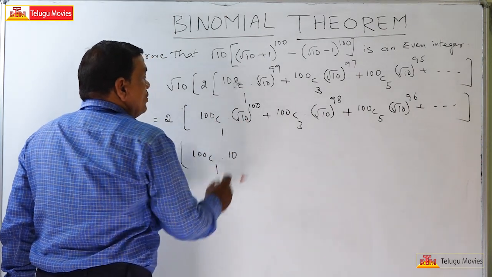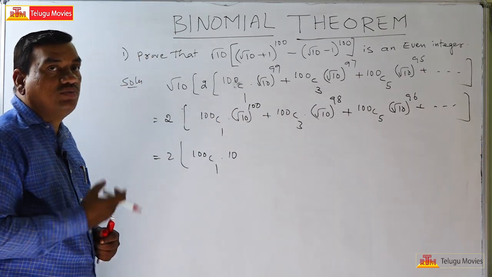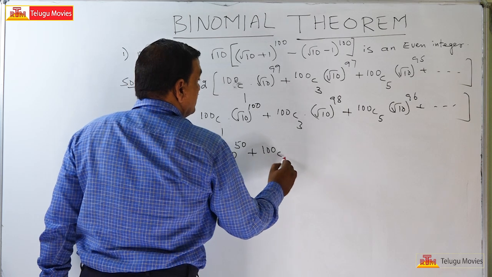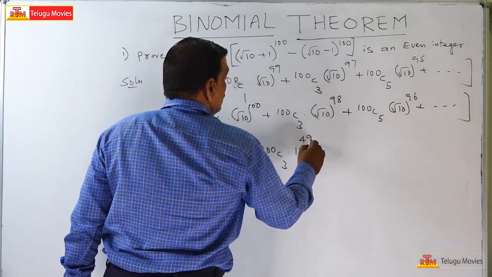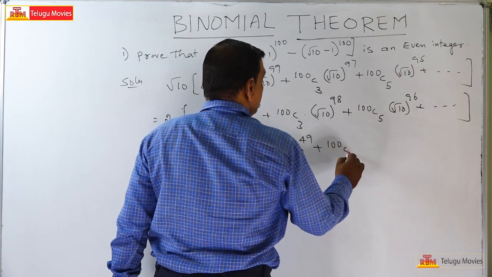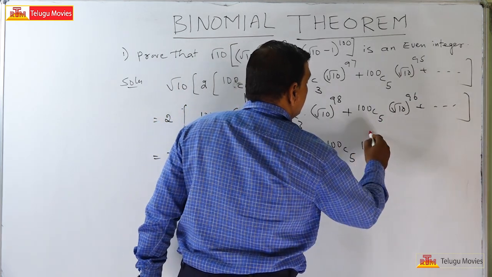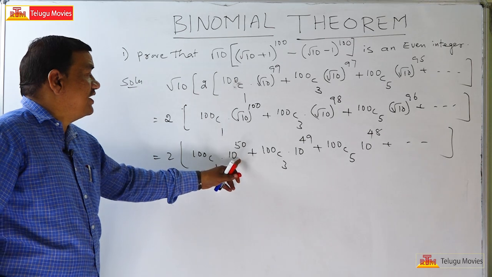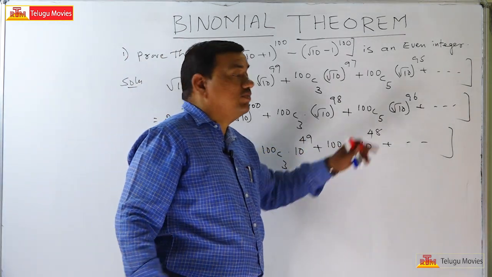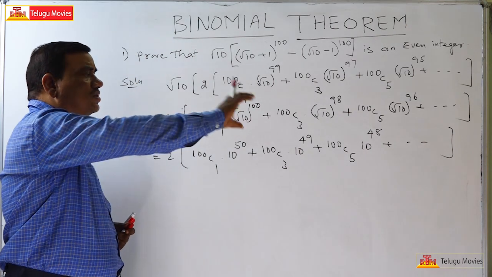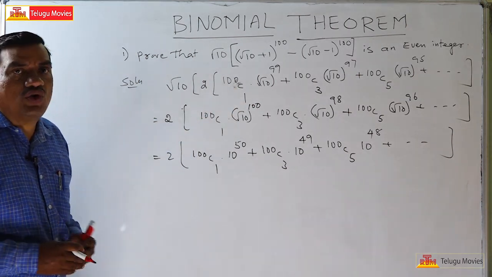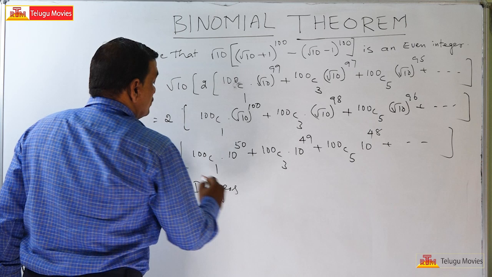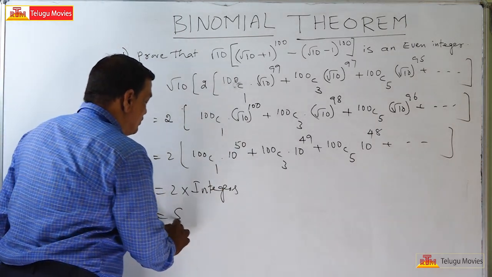So root 10 means what? 10 to the power of 1 by 2. So 100 by 2 is 50, and 100c3 10 to the power of 49, plus 100c5 10 to the power of 48, plus so on. So this is 10 to the power of 50, 10 to the power of 49, 10 to the power of 48. So what you observe? This whole thing is surely, definitely an integer. That means 2 into an integer. So 2 into an integer means what? Is it not an even number?